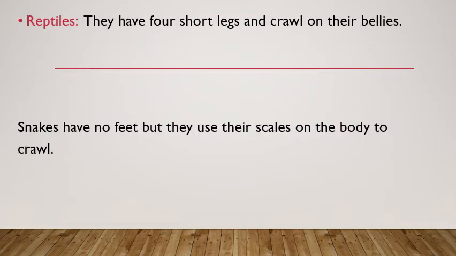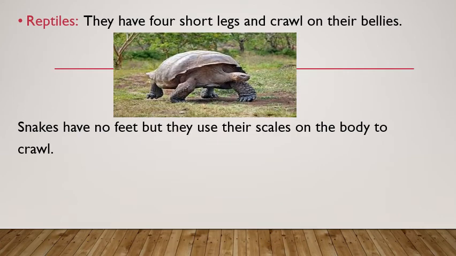Next, reptiles. They have four short legs and crawl on their bellies. Now, for examples of the reptiles, you can take a turtle. Turtles, which live in water, have four limbs which help them as paddles to swim. Now, tortoise and turtle, I told you they have a hard shell covering which protects their soft body, and their four limbs, that means four leg-like structures, help them to swim in the water.